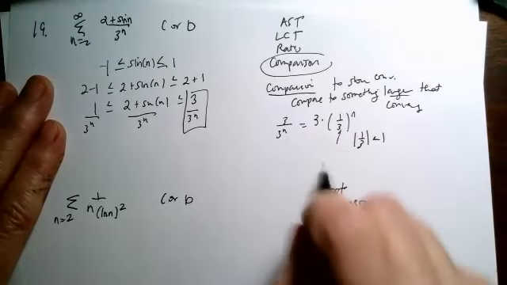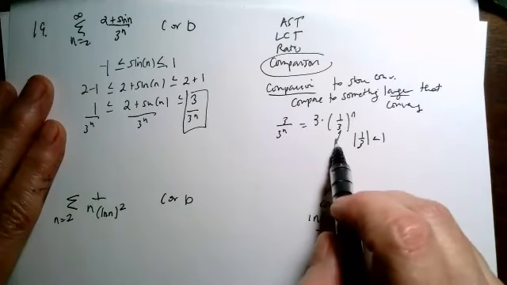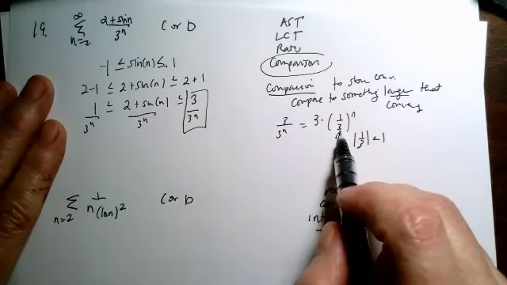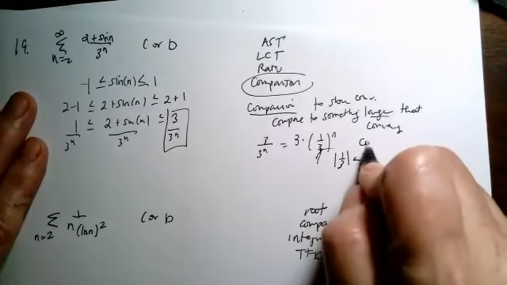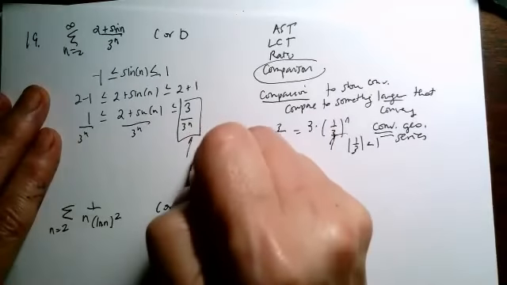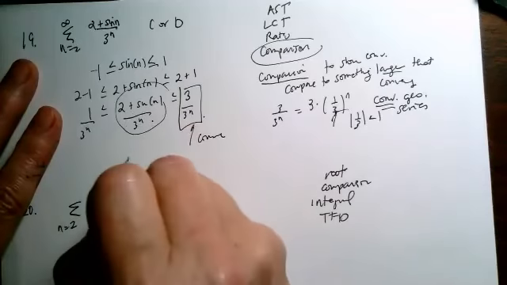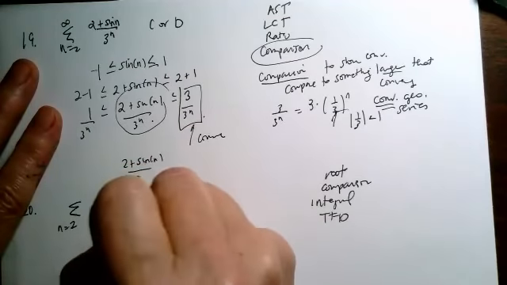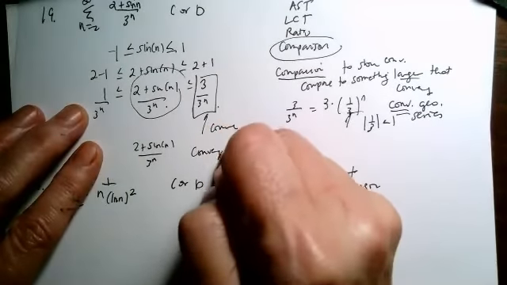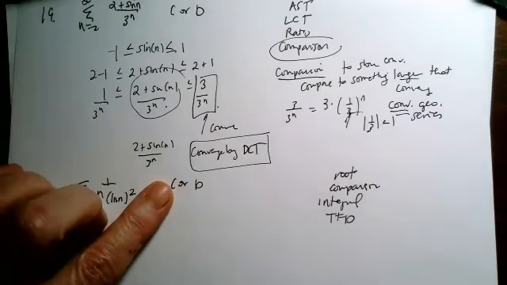That's absolute value 1/3 is less than 1. You raise something that's less than 1 to a power of n, what do you get? That's a convergent geometric series, right? You'll get 0 when you take the limit, but we know this is a convergent geometric series, right? So if this one converges and it's bigger than this one, what does the comparison tell us about this one? It's going to converge by direct comparison test. All right.